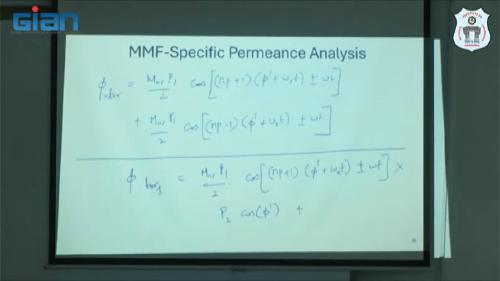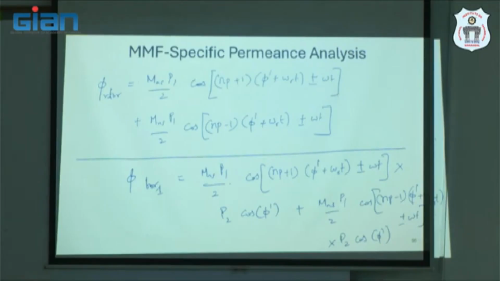Likewise, I will have another term, minus p1 by 2 cos (np minus 1) phi dash plus omega t, plus or minus omega t, into p2 cos phi dash. Right? Each term will result in two terms because they are in product form. So when you expand it, you will essentially get four components. Let us consider just the first one for the sake of analysis in this workshop. I hope everybody is able to follow so far.